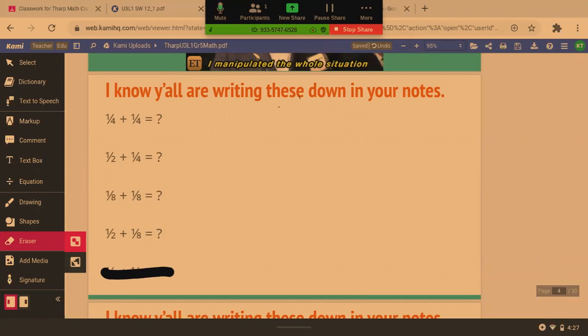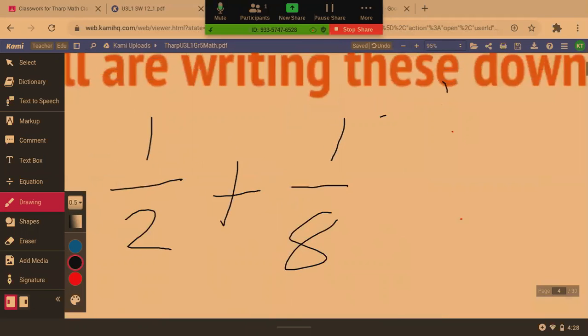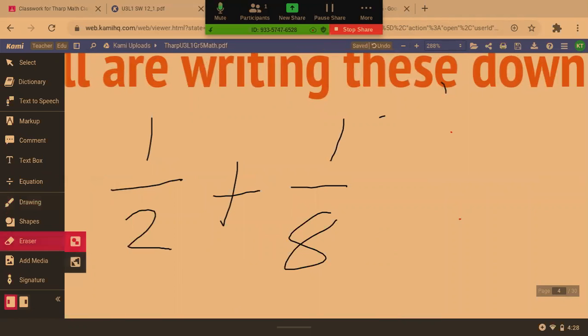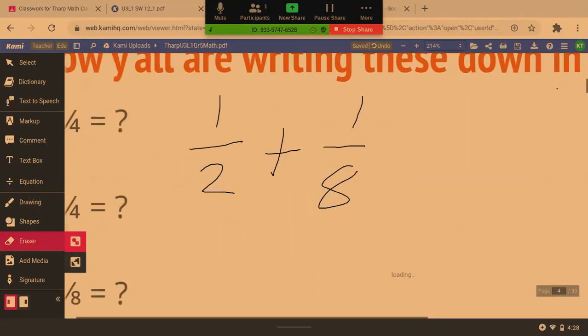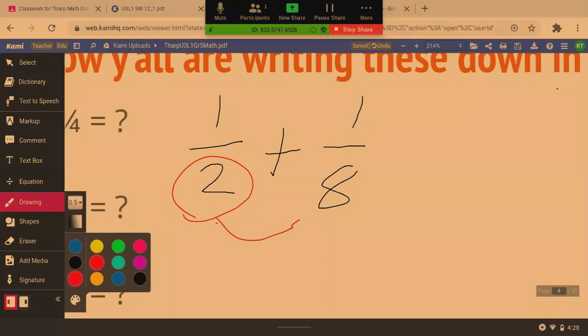1 over 2 plus 1 over 8. When we are adding, the denominators need to be the same. So, what do I need to multiply 2 by to get it to 8? The easiest option would be 4.